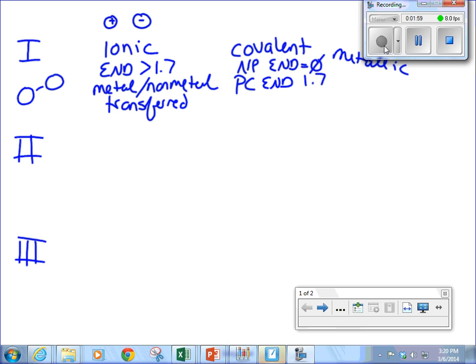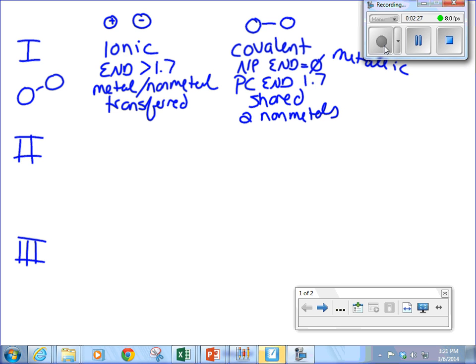Polar just means are they sharing nicely or not. If it's a really polar bond, one atom gets the electron more than the other atom. If it's a non-polar bond, they share the electron equally. Electrons here are shared. It's usually two nonmetals. Additionally, when you have a covalent bond, if it's nonpolar, there's no charge.